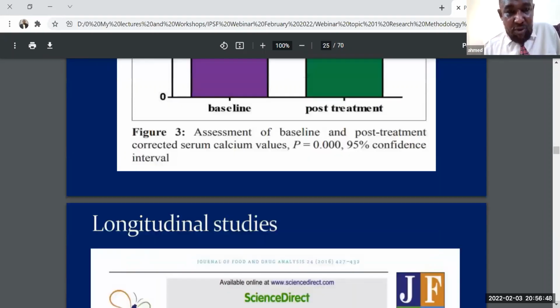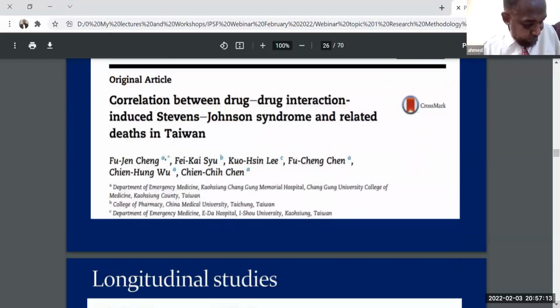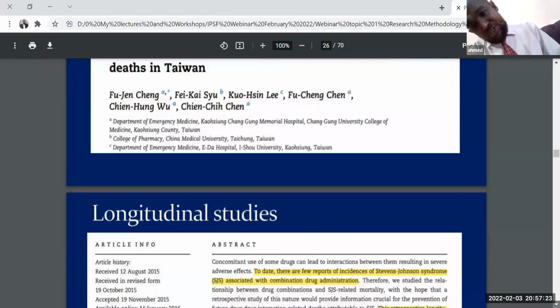This is another example of a longitudinal study: correlation between drug interaction induced Stevens-Johnson syndrome and related deaths in Taiwan. So here they are talking about deaths because of drug-drug interaction. Drug-drug interaction represents exposure, and deaths represent outcomes. So they use a longitudinal study to show the relationship between exposure and outcome, and they use a statistic called correlation to test the correlation.